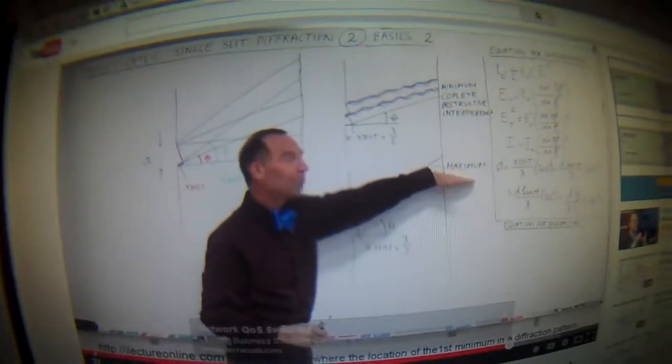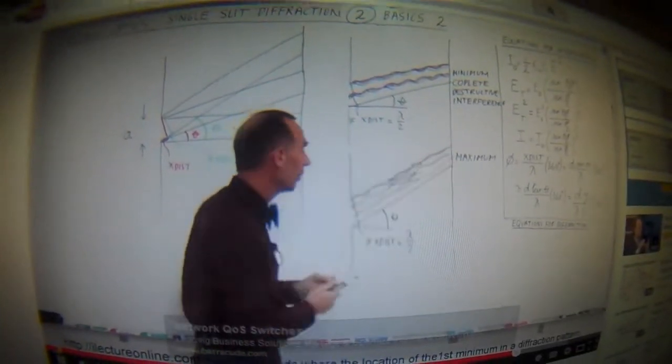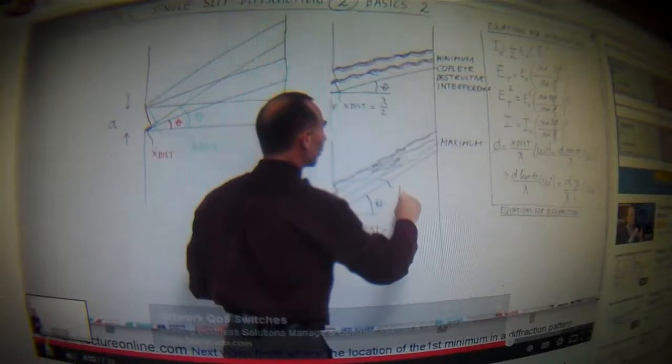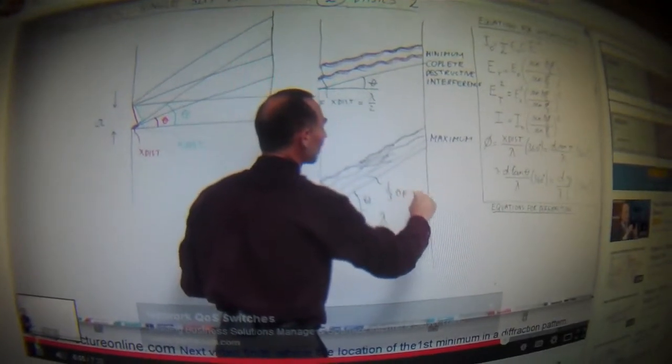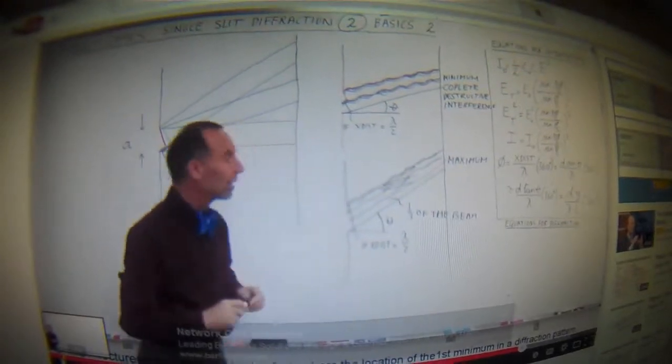Into the beam. Here, the first maximum away from the central maximum is only being illuminated by 1/3 of the beam. So this here is only 1/3 of the total beam, and that is then the portion that lights up that screen at that location.